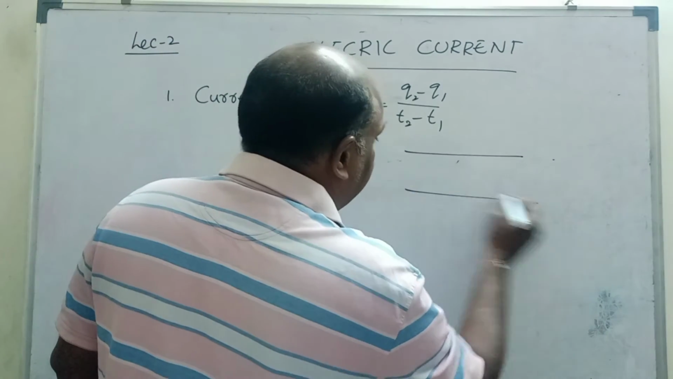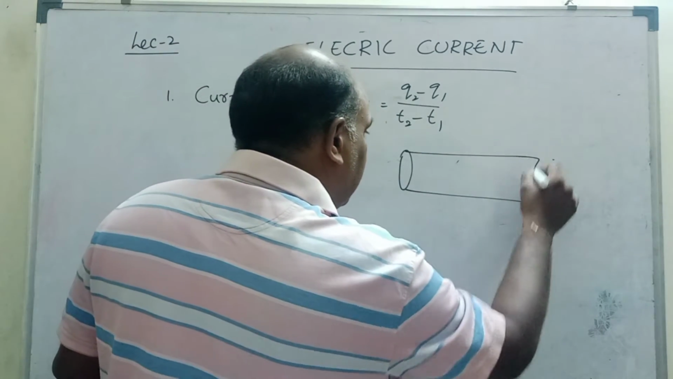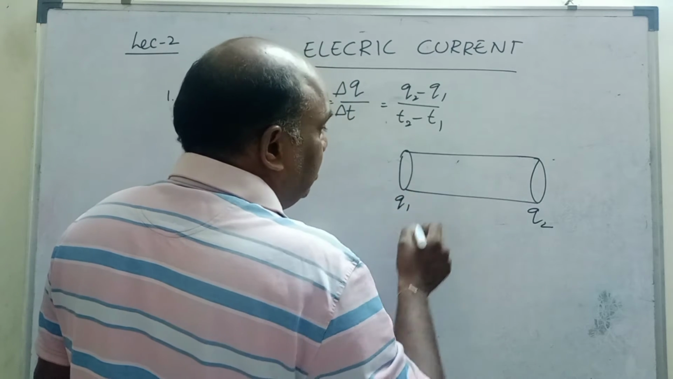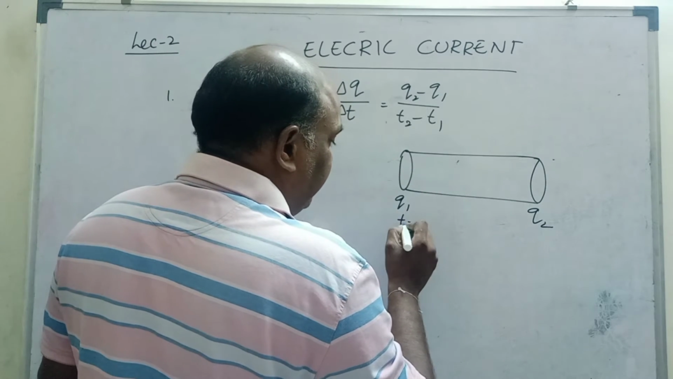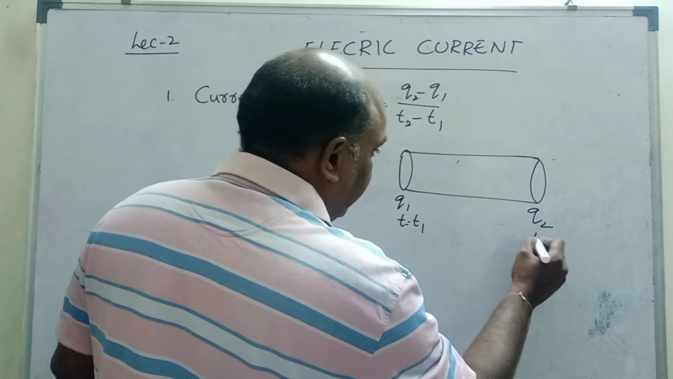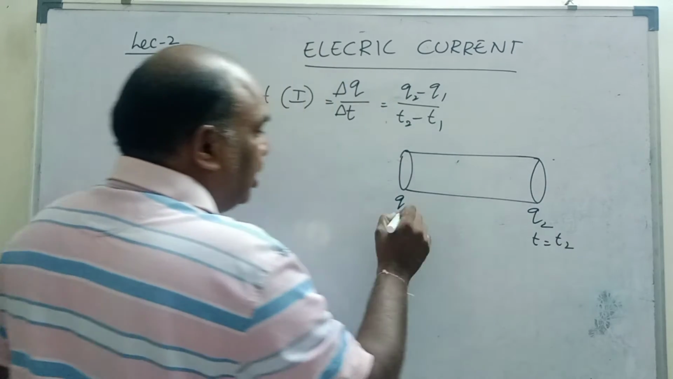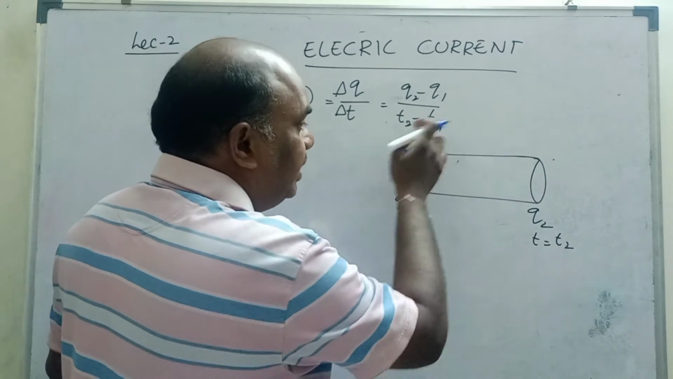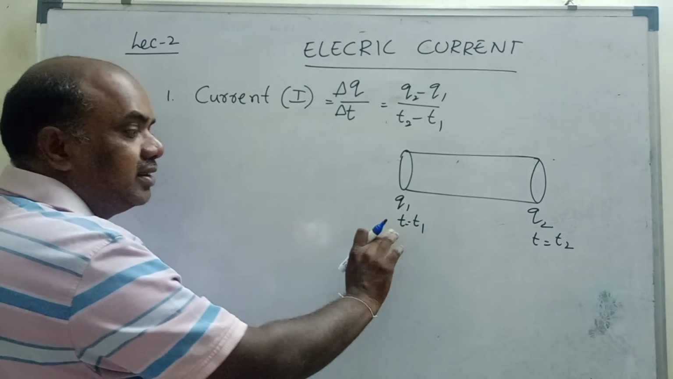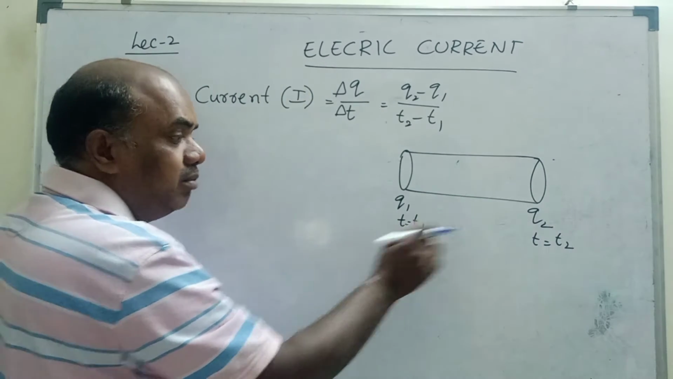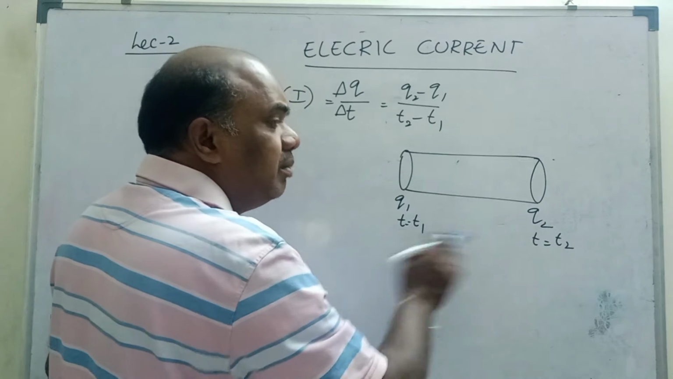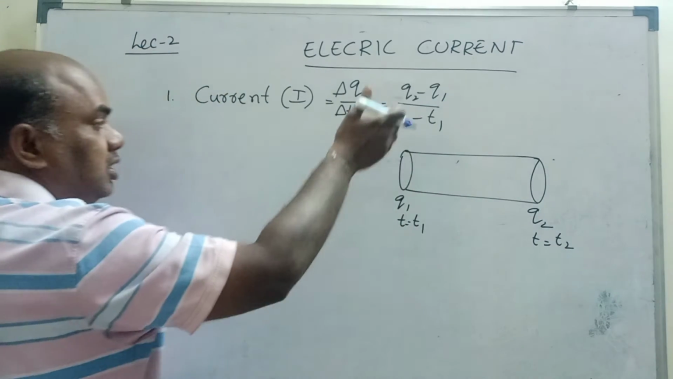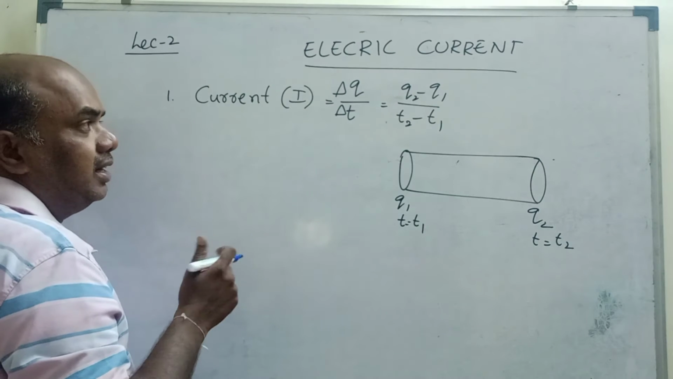Example, this is a cylindrical conductor. Here the charge is, let us consider, Q2. Here the charge is Q1. Here time starts at T1, and here T is equal to T2. Charge difference by time difference is nothing but current: Q2 minus Q1 by T2 minus T1. Let us consider the charge at 10 am, and here 10:01. In this 1 minute, the charge Q1 becomes Q2. So charge difference by time difference is called current.